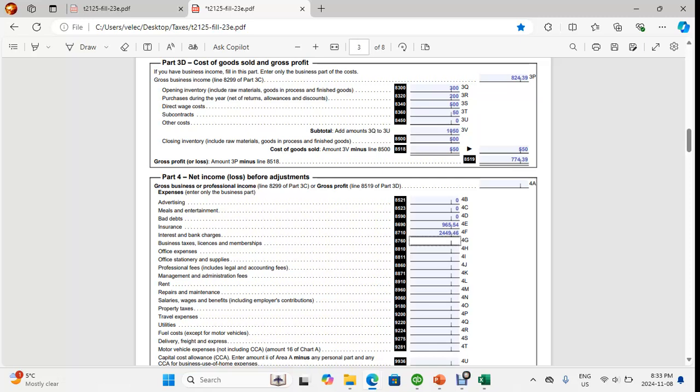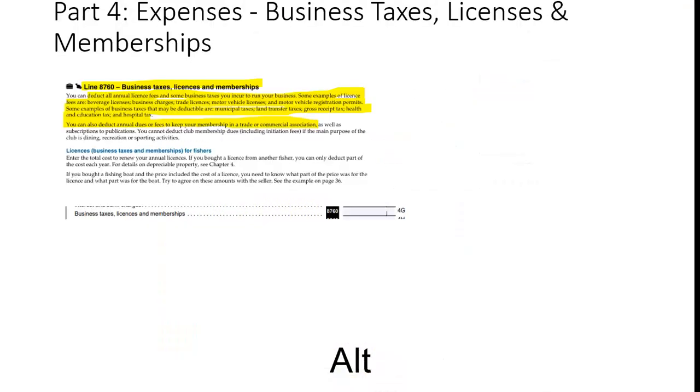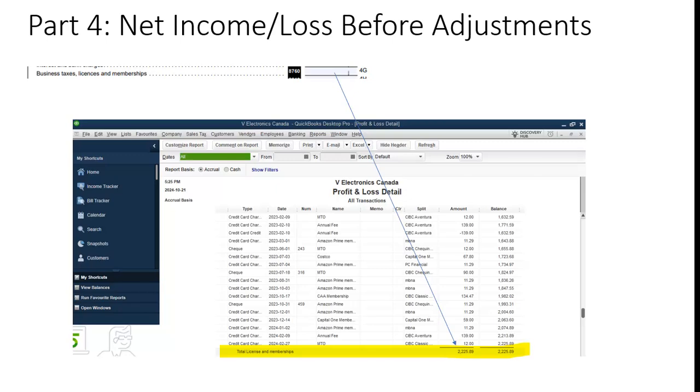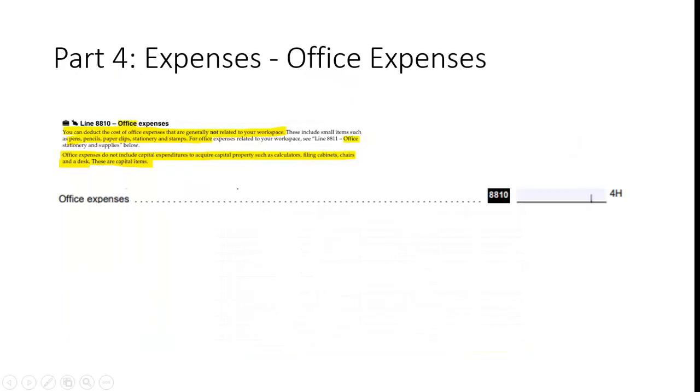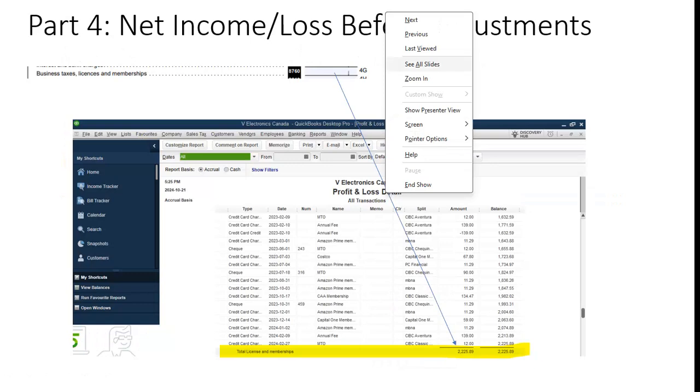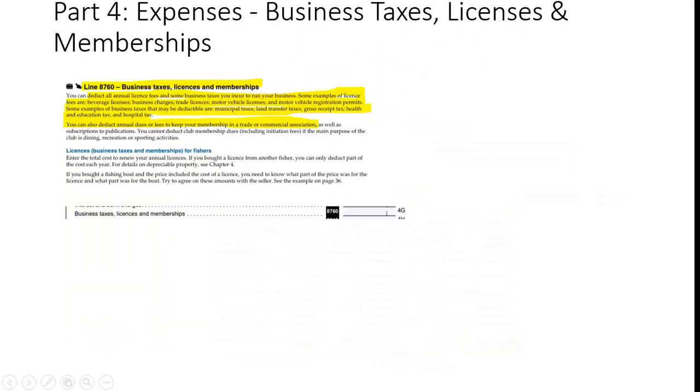Business taxes, license, and memberships add up to $165.56. When it comes to business taxes, license, and memberships, you're looking for things like your annual license fees and business taxes that you have to pay to run your business. Your beverage license, your business charges, trade license, your annual dues or fees to keep your membership in a trade or commercial association.